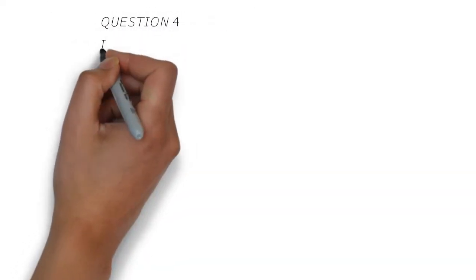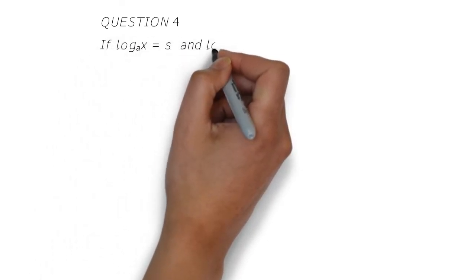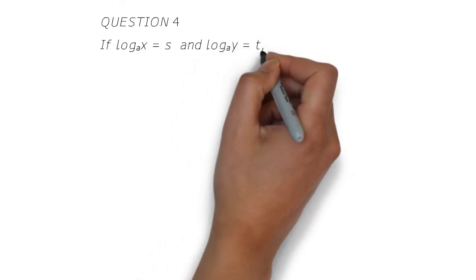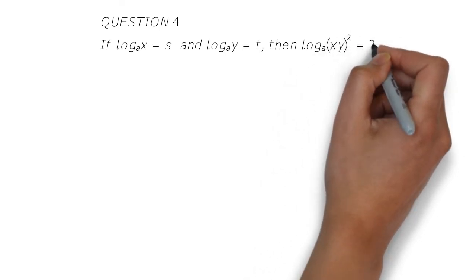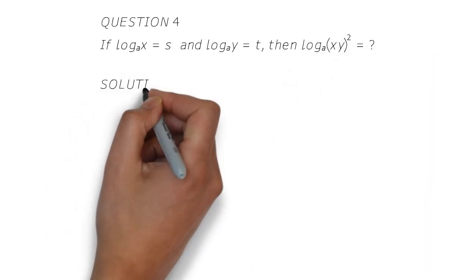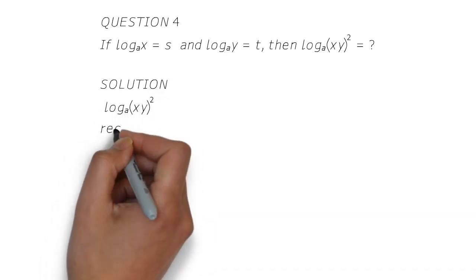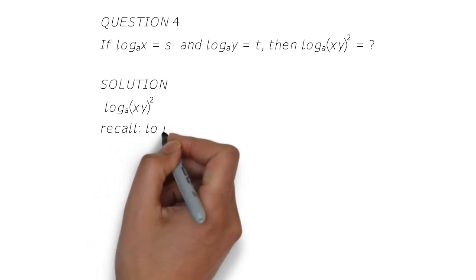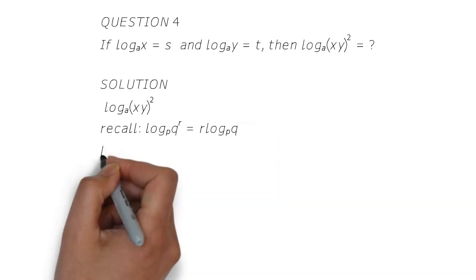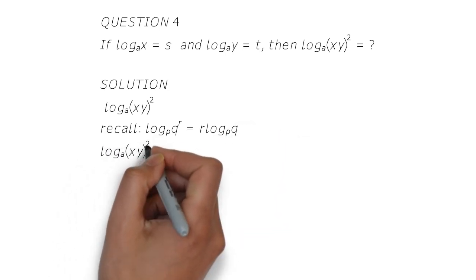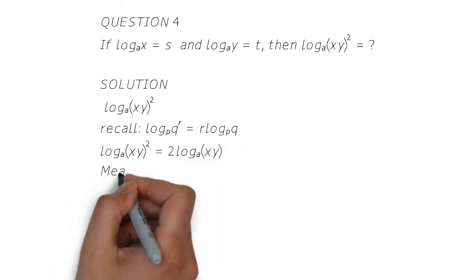Now how do we go about it? It's a very basic question, not difficult, because the bases in the two logarithm expressions are the same. So what do we do? We have to break down the expression first that we want to find the value for. Recall there's a law of logarithm where if you have log q to the power of r to base p, it will become r log q to base p. So using that, log of xy to the power of 2 to base a will be 2 log xy to base a.